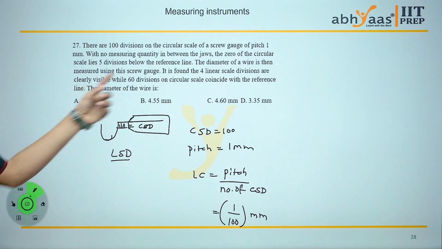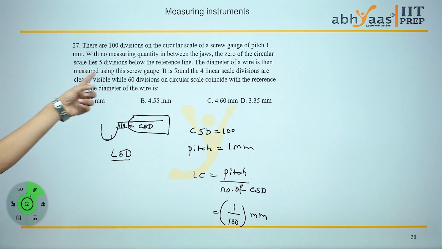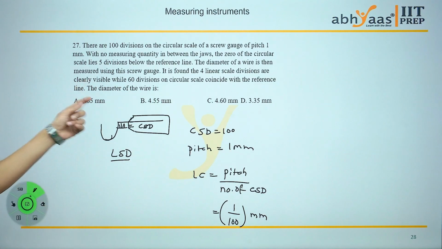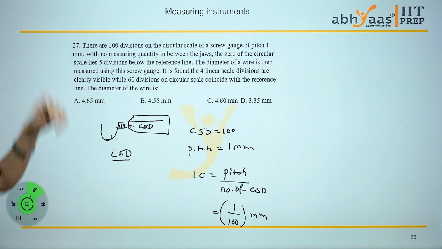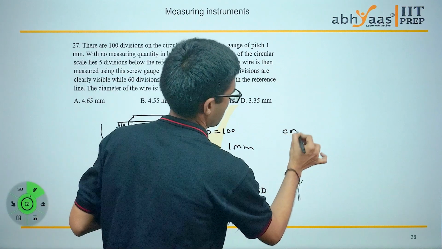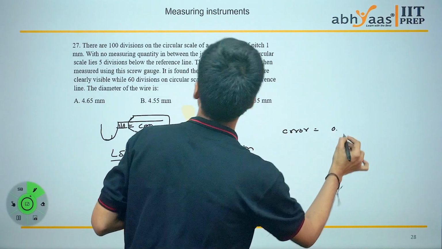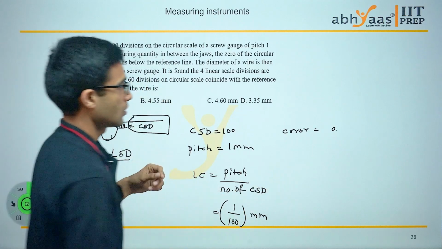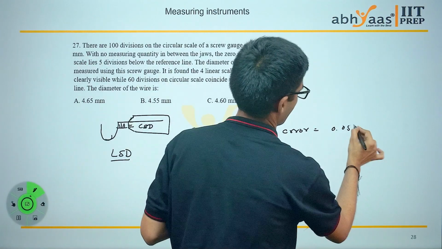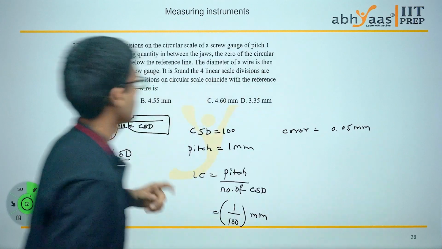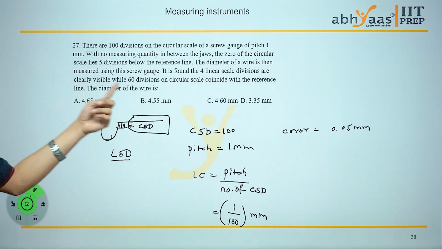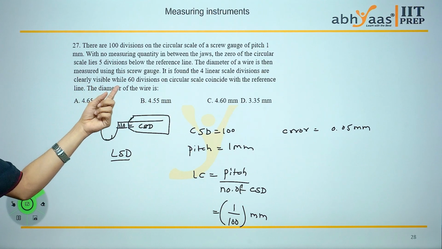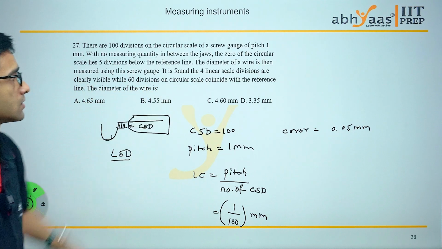Here other things he has given. The 0 of the circular scale lies 5 divisions below the reference line. Below the reference line it is there, that's why this is an error. Generally I am writing that it is 5 divisions, but how many divisions are there? 100 divisions. So if you observe here, the error will be 0.05 mm. That is given. The diameter we have to calculate. It was found that 4 linear scale divisions are clearly visible, while 60 divisions on the circular scale.